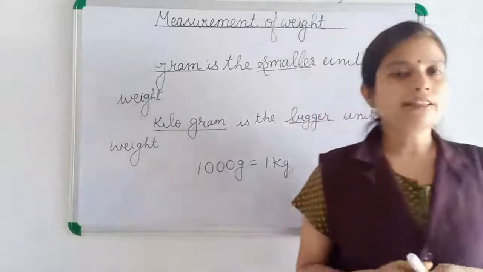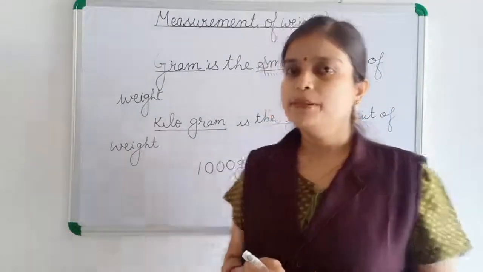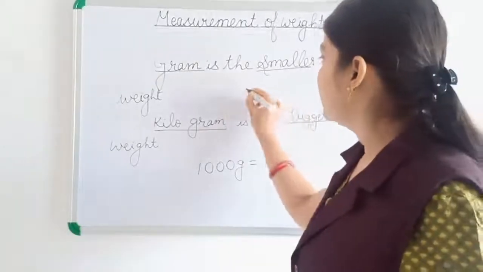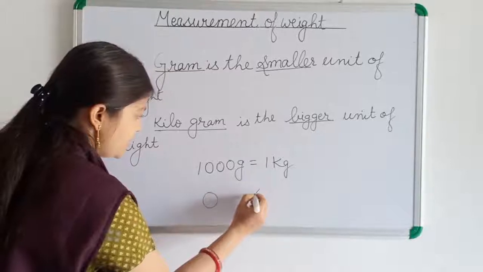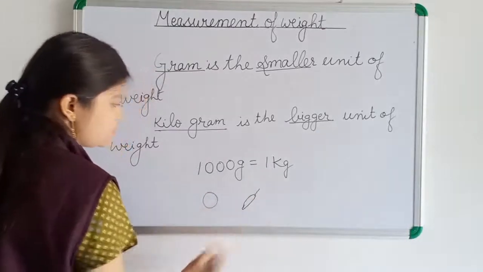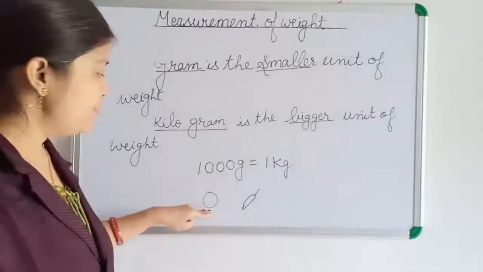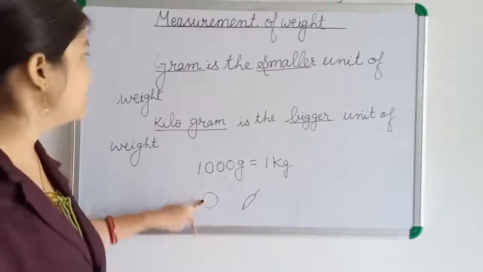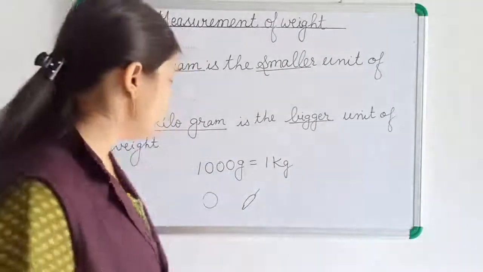So now you can give the answer, which one is lighter and which one is heavier between potato and chili? Okay, is potato lighter or is chili lighter? Which one is lighter? Chili is lighter, and potato is heavier than chili. So we use kilogram to measure potato, and we use gram to measure chili.